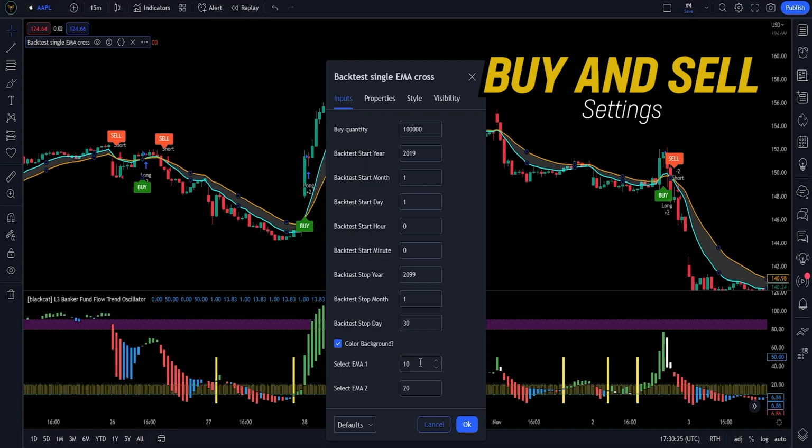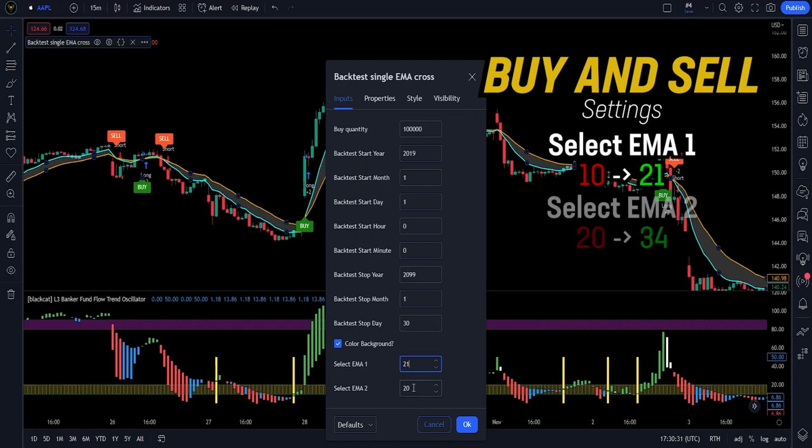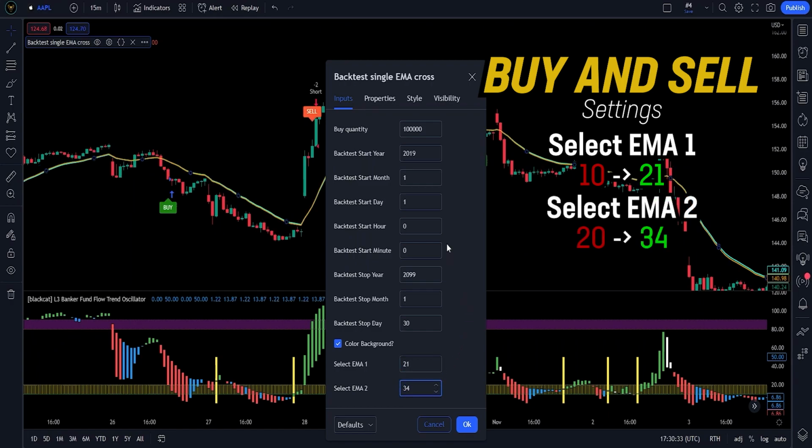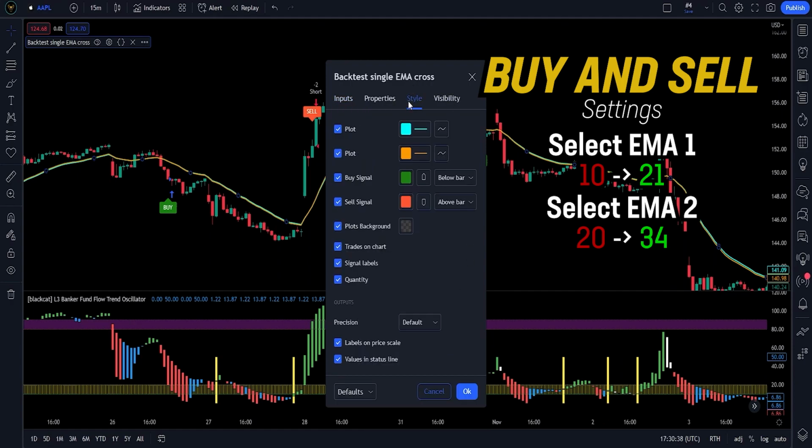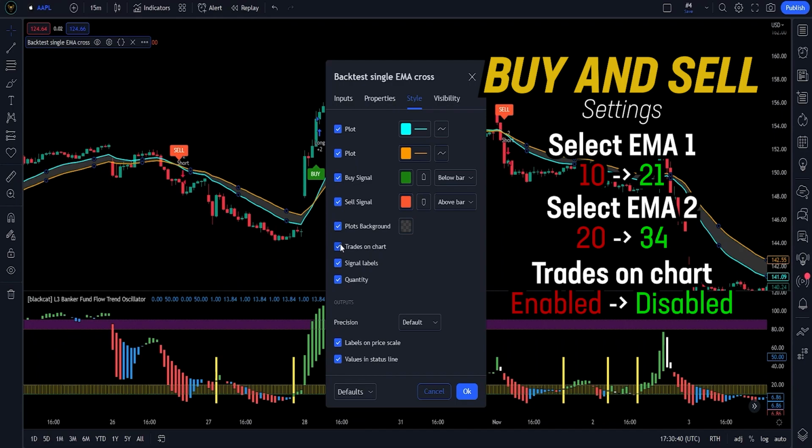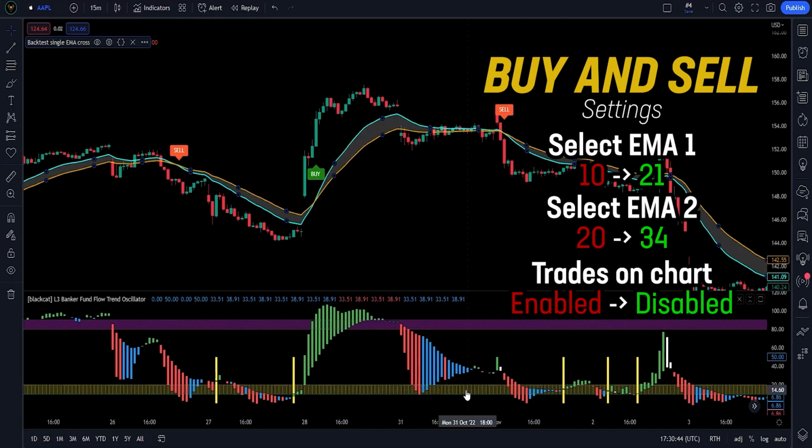In here, change this Select EMA 1 value from 10 to 21. And also change this Select EMA 2 value from 20 to 34. All other values are fine as they are, so let's move on to the Style tab. In here, disable this Trades on Chart setting. This is everything we needed to change for this indicator, so press OK, and let's move on to our second indicator.